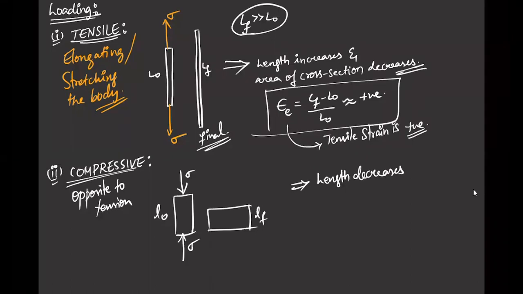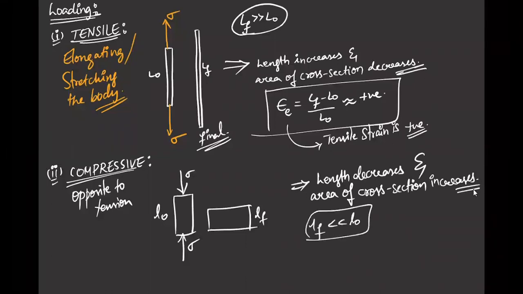That means we are pressurizing a body from two directions, so the length decreases and the area of cross section increases. You can observe that clearly. Here LF is less than L naught, so my compressive strain is negative. So wherever in any problem, in any values, if you see that the strain is negative, you must know that it is a compression load.